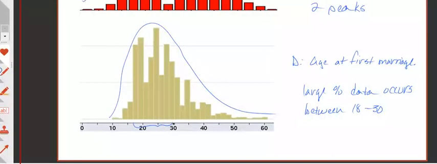Now, there are some outliers, so this one is actually skewed to the right, because it's possible that some people's age at first marriage is much higher than 30, like we have some in the 50, 55, and 60-year-old categories. So this one is skewed to the right because there is a tail on the right, but the majority occurs where we see those higher peaks.